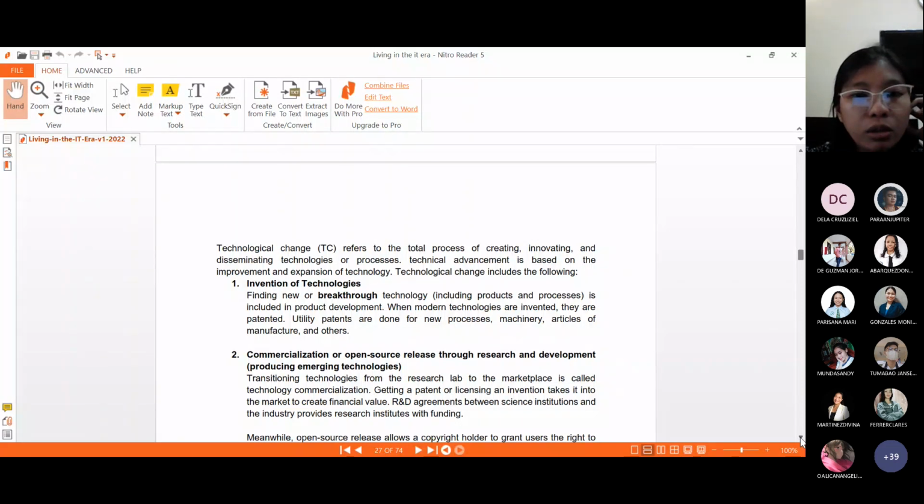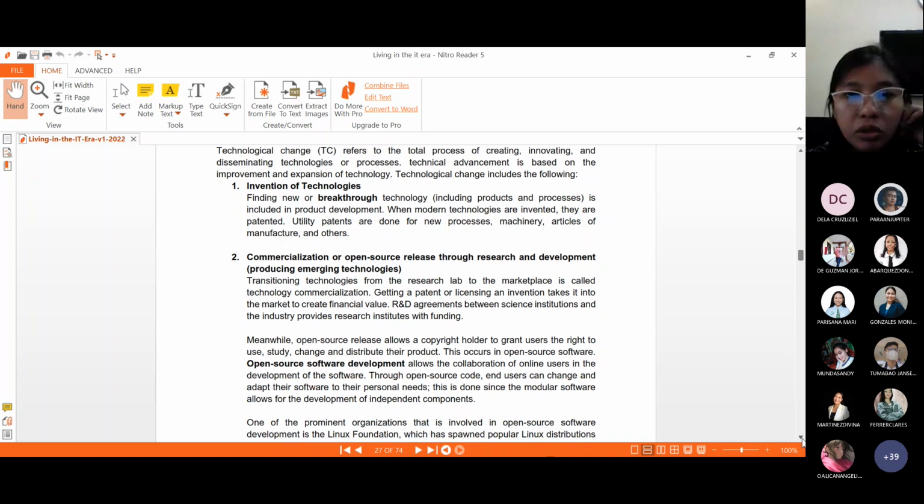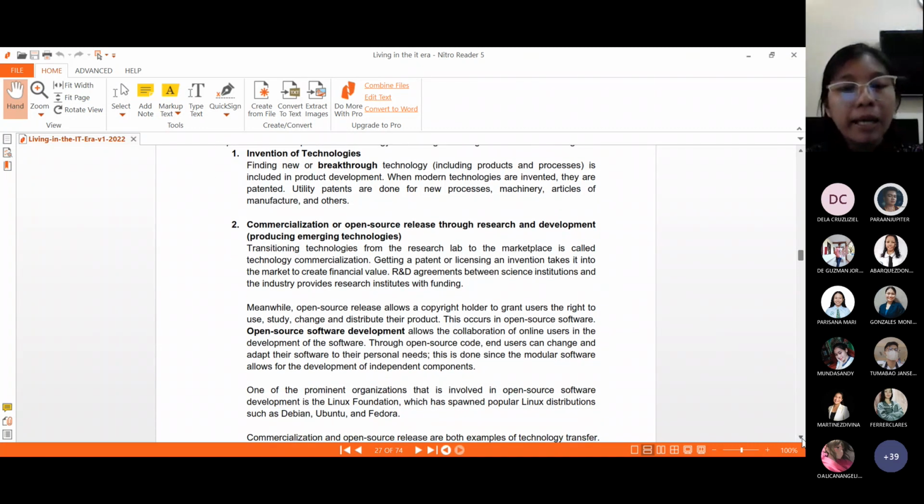So finding new or breakthrough technology, including products and processes, is included in product development. When modern technologies are invented, they are patented. Patented para maprotektahan yung copyright. Dapat ang may karapatan lang na magbenta nun ay yung naka-invento, ayan, i-register niya kaagad para walang kumopya, walang mag-copyright. Utility patents are done for new processes, machinery, articles of manufacture, and others. Okay, commercialization or open source release through research and development, producing emerging technologies.